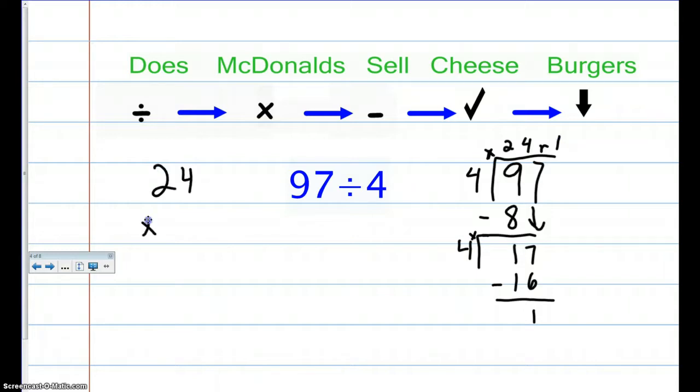24 times 4. 4 times 4 is 16. Bring the 1 up here. 4 times 2 is 8 plus 1 is 9. I have to add my remainder. So add the number 1. 6 plus 1 is 7. 97. Do these check out? Yes, and I am done.